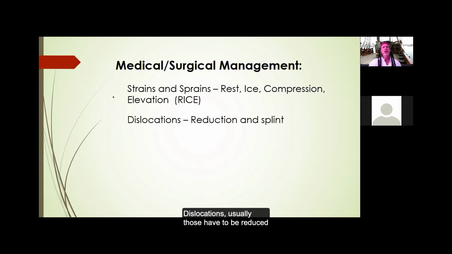Dislocations, usually those have to be reduced or put back in place and then splinted. And you have to wait a certain period of time for those ligaments that have been stretched out of shape. Over time, they will tighten back up again and you can go back to normal. With the shoulder dislocation, we would put it in a sling that ties to the body. It's called a sling and swath. And that just keeps the shoulder immobile while those tendons tighten back up again.